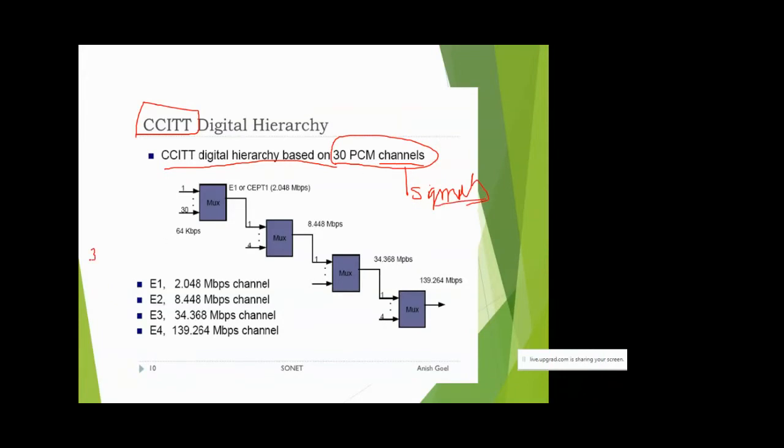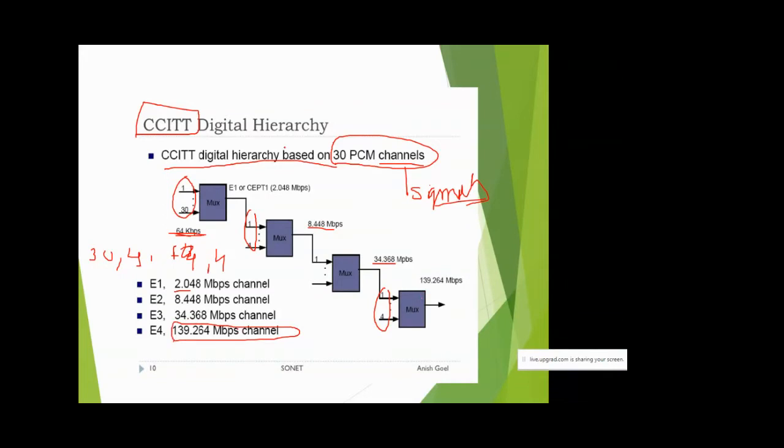So here we have 30, 4, 4, 4. At the input we have 30 signals, and each signal has a 64 kbps bit rate. When we combine 30 signals, we have the E1 signal, which has a bit rate of 2.048 Mbps. Similarly, when we combine 4 E1 signals, we get 8.448 Mbps. We combine 4 of those 8.448 Mbps signals, and we get 34.368 Mbps. And if you combine 4 E3 signals, we get a 139.264 Mbps bit rate.